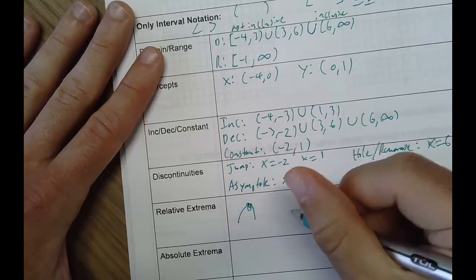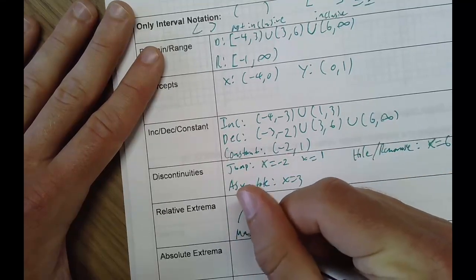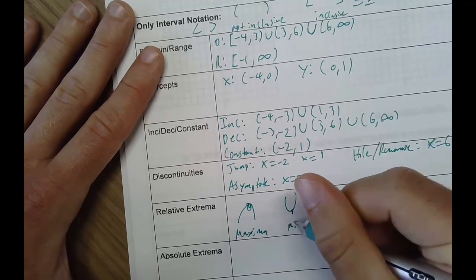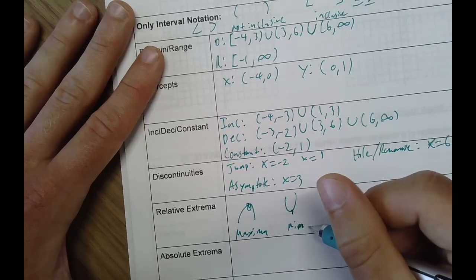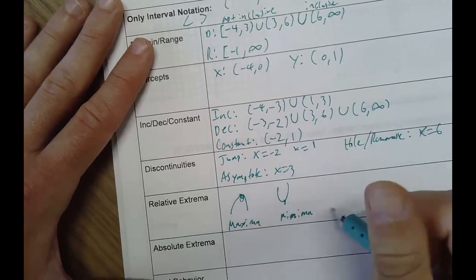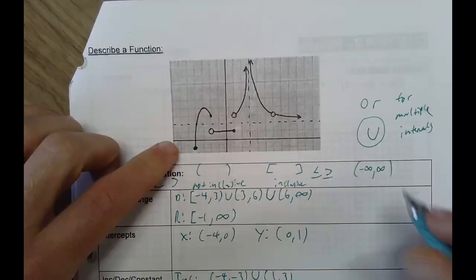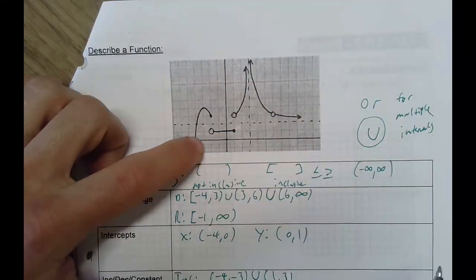Relative extrema. So we have two kinds. We have maxima, we have minima. A maxima is the top of a mountain, minima is the bottom of a valley. Do I have any of these? I don't have any minima, but I do have a maxima right here at -3, 4.